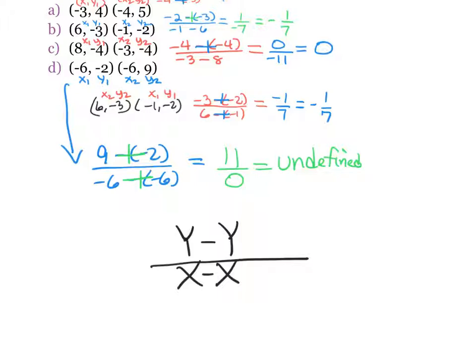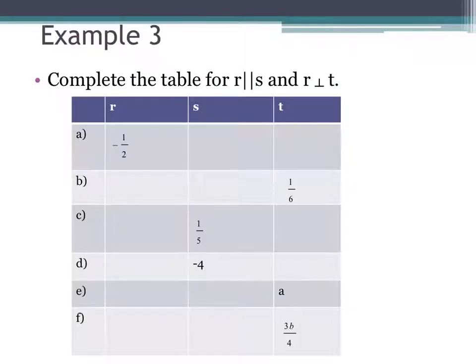Make sense? So whatever little tricks help. Pretty good? All right, so it says to complete the table for r parallel to s and r perpendicular to t. Now, what did we learn just a couple slides ago about parallel lines? What do they have in common? The slope, right? They have the same slope.